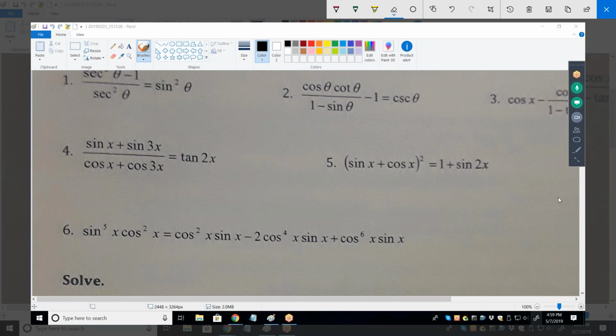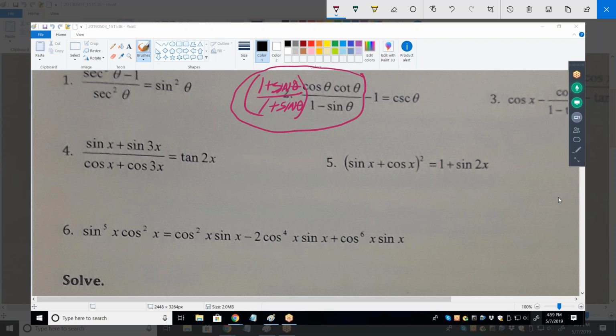And the rules say that you can take any fraction and multiply it by the number 1. Okay? So here's my number 1, right over here. 1 plus sine theta all over 1 plus sine theta. And this is a common technique whenever you're doing these trig identities. And I'm not multiplying both sides of the equation. I'm just multiplying that fraction by the number 1.